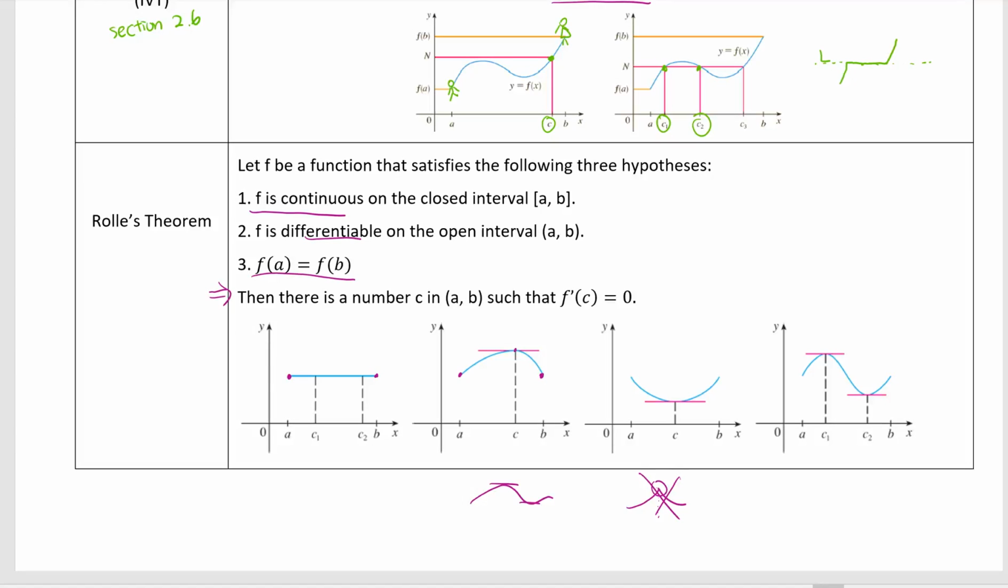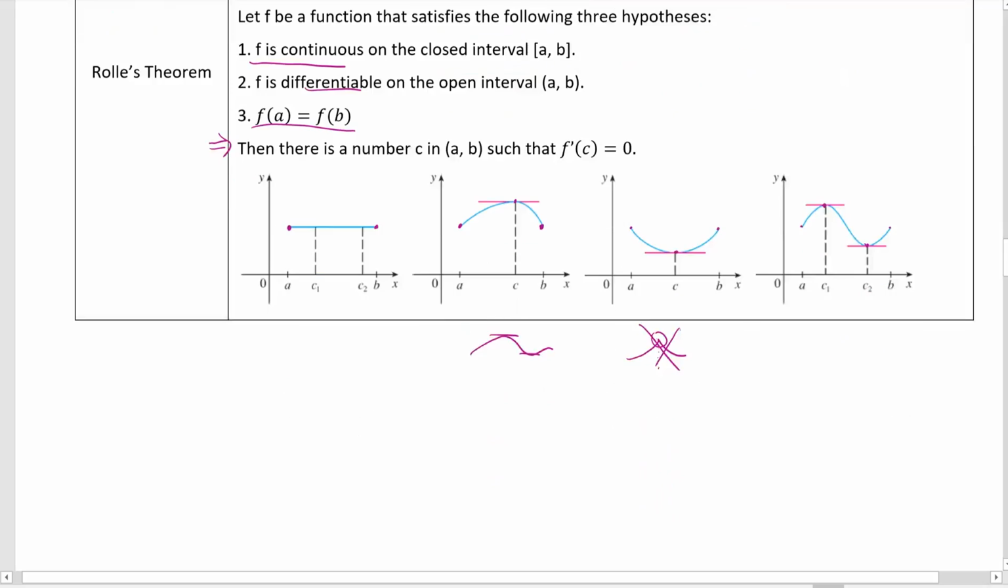Alright, and next one, this guy, you can see the C is here, and here A and B, and here we have two C values. So far so good, everybody? Okay.